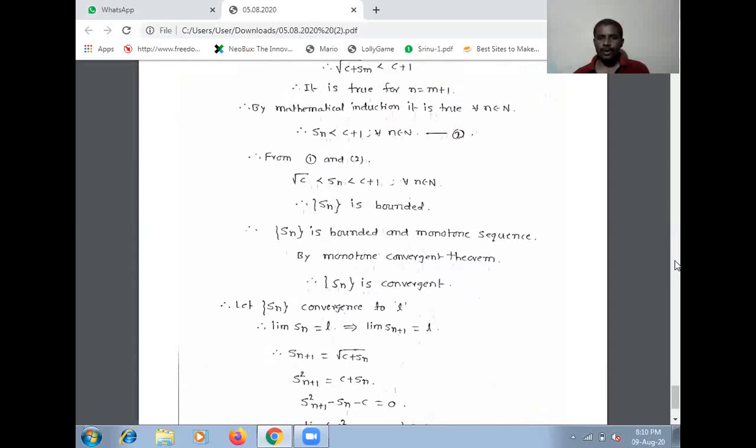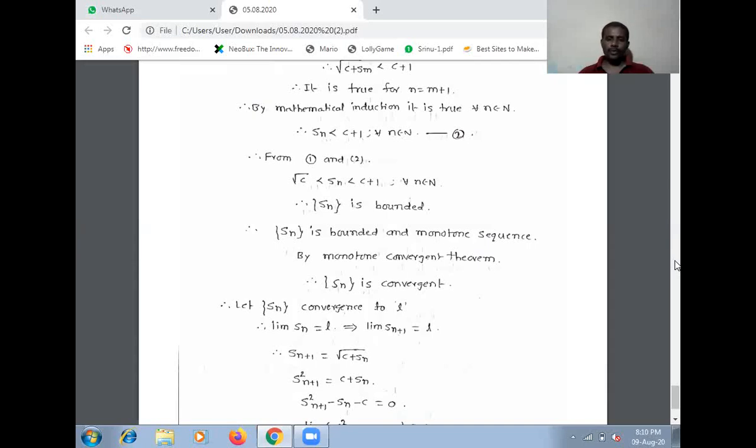So by the monotone convergence theorem, every convergent sequence is bounded and every bounded monotone sequence is convergent. So here the given sequence Sn is a convergent sequence. Now we have to prove it converges to the positive root. Since it is a convergent sequence, you can take Sn converging to L. So that means limit Sn equal to L.